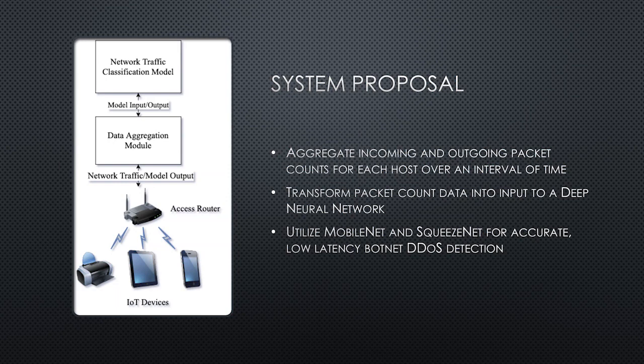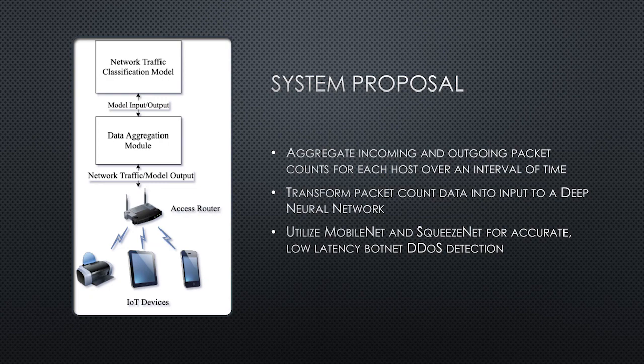This diagram illustrates our proposed system design. Our system runs in revolutions of uniform time. That is to say, our system gathers data from an IoT network over a predetermined period of time and analyzes the resulting data from this time interval. This cycle is run continuously to ensure constant surveillance of the network.